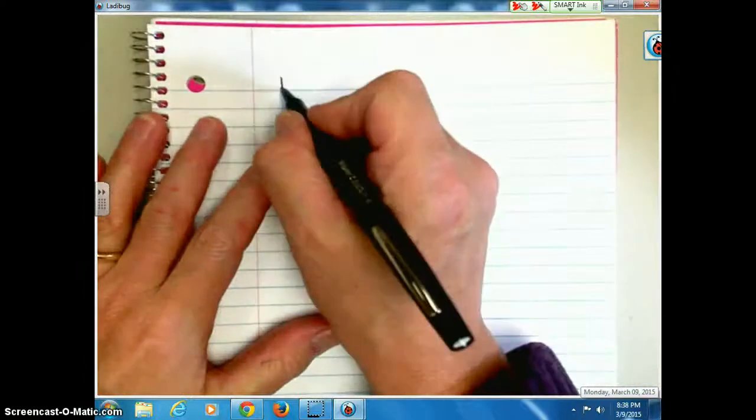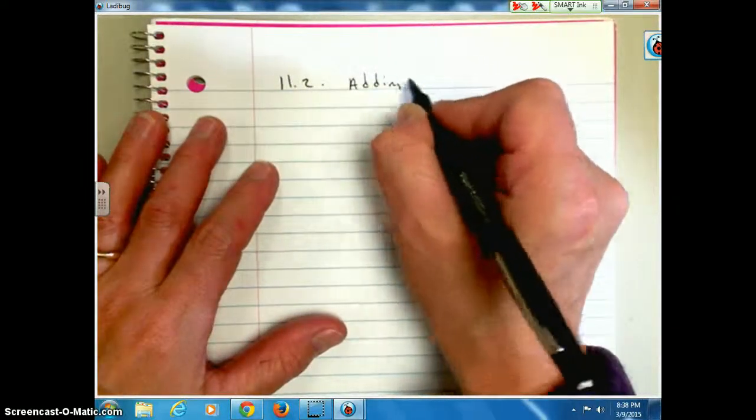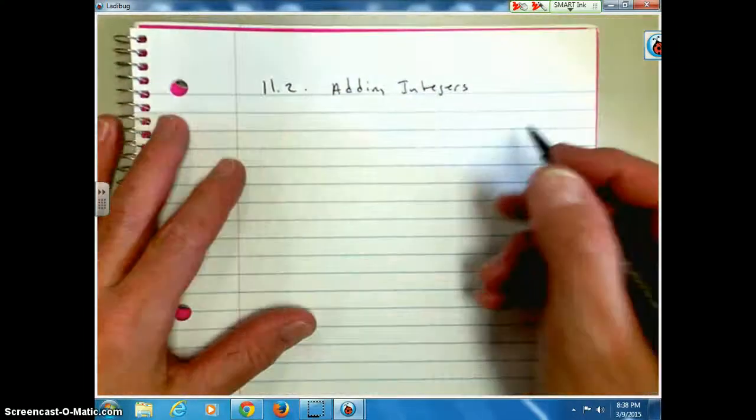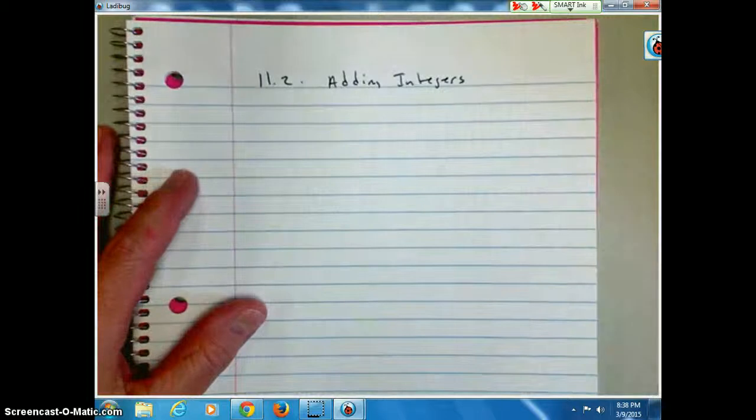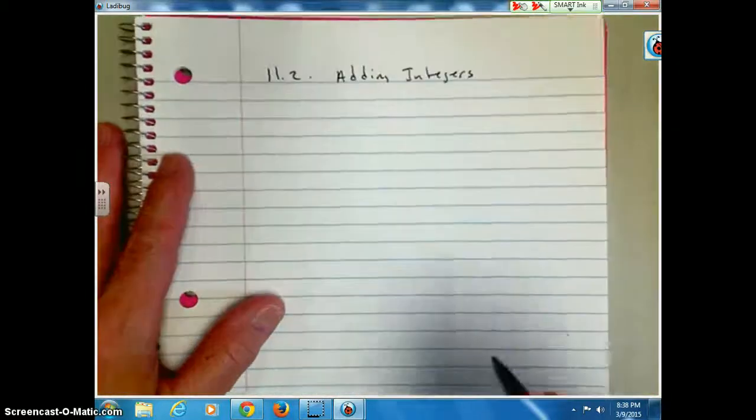Okay, we're going to begin lesson 11.2. 11.2 is adding integers. And again, like always, just make sure that if you don't have your paper yet, you get paper out and put this in your yellow folder. So we're going to be adding integers.